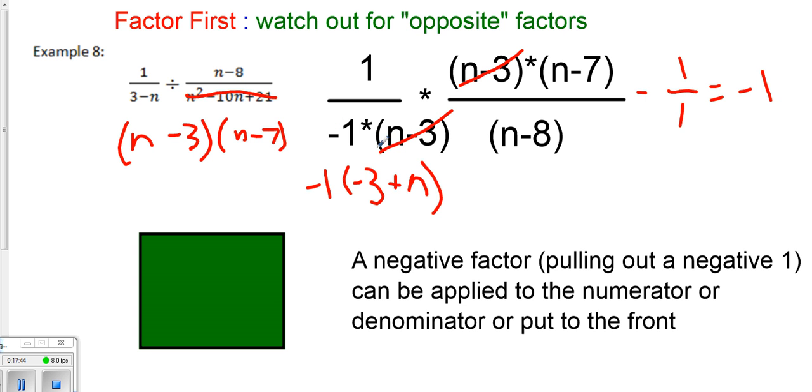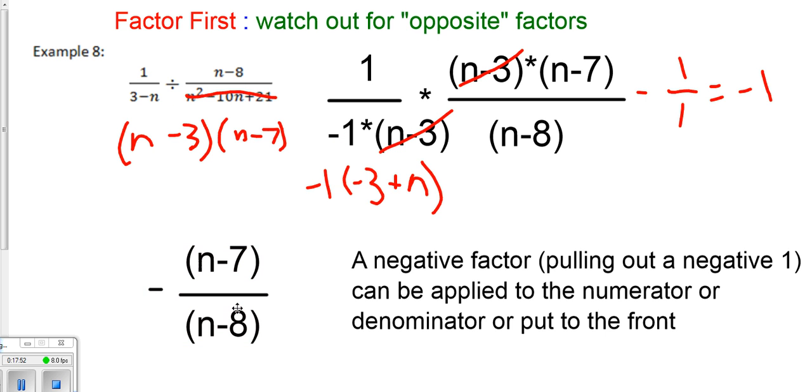So this negative factor can either be put on top, put on bottom, or put out to the front. Normally, you'll see them written out front, so we will write it as negative n minus 7 over n minus 8. And that'll be it for our third video.